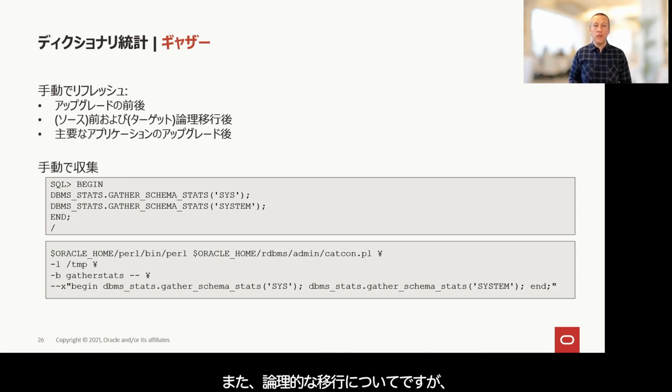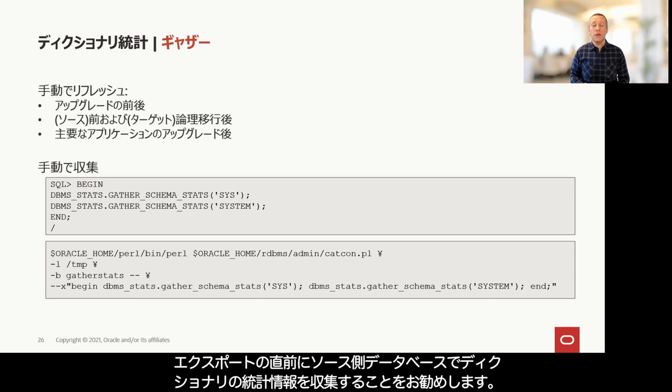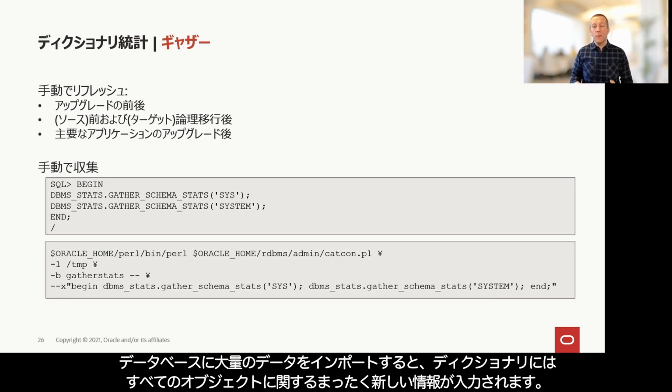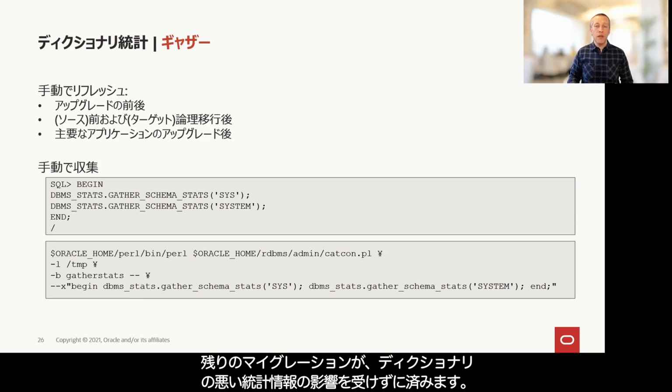Also, when we talk about logical migrations, this is when you use Data Pump or transportable tablespaces to migrate. We recommend that you gather dictionary statistics on the source database right before the export, and again on the target database immediately after the import. When you import a lot of data into the database, the dictionary gets populated with brand new information about all those objects. And that's why we need to gather dictionary statistics, so the rest of the migration won't be affected by bad stats in the dictionary.